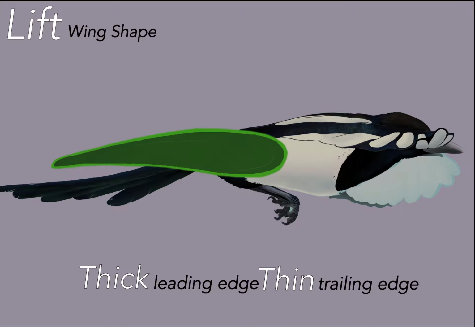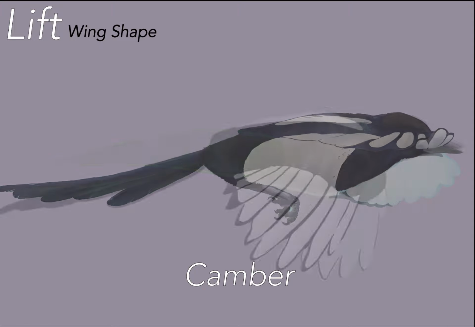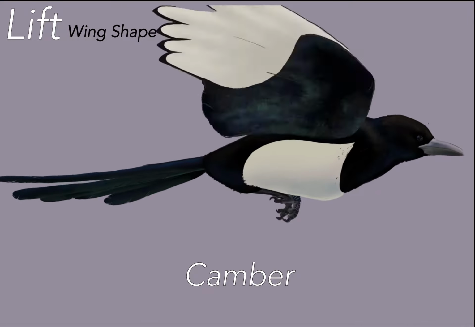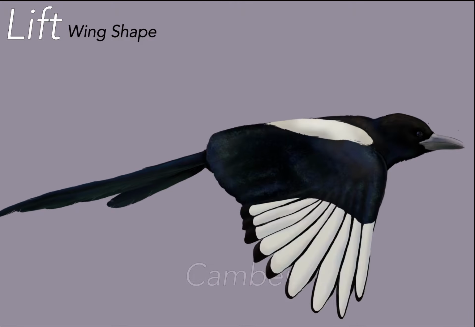This shape of wing is known as a camber, which is the most efficient in producing or catching lift while minimizing drag.